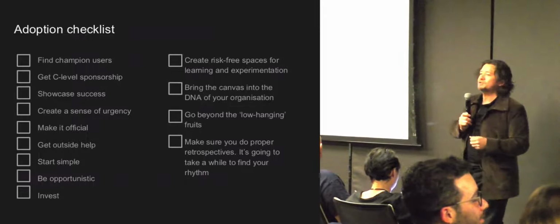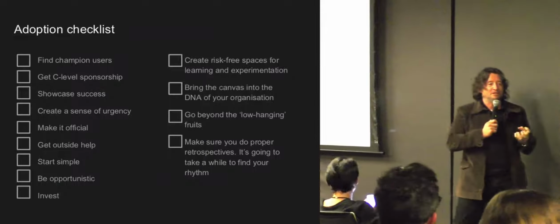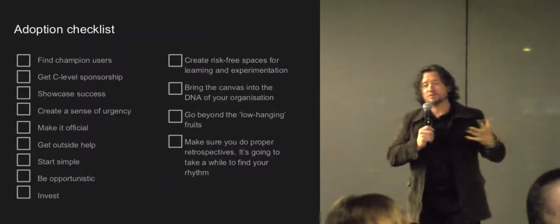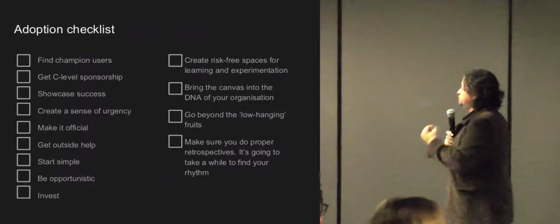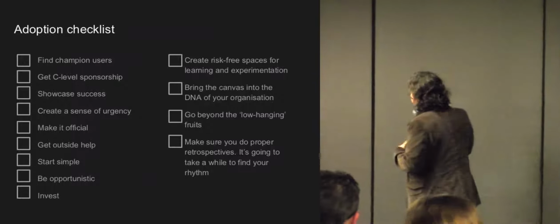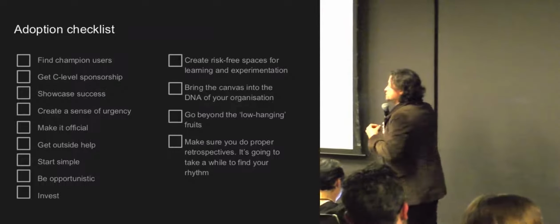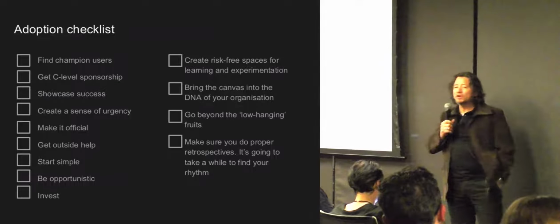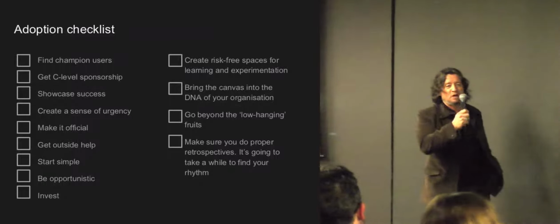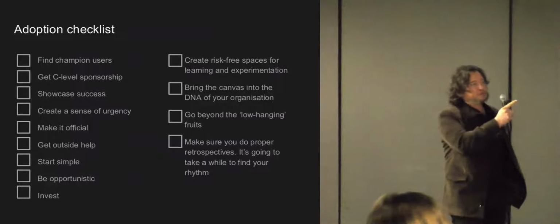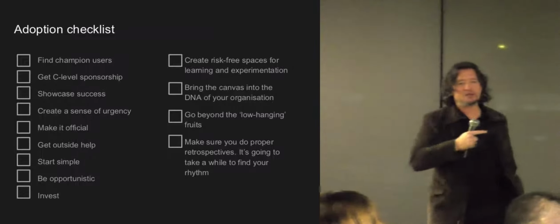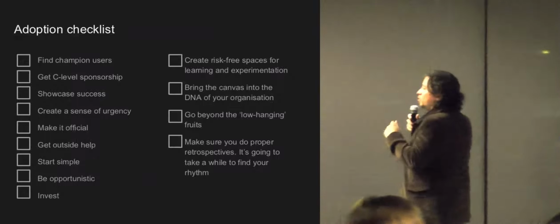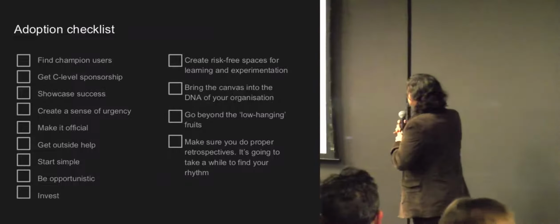Find champion users. As UXers at the ground-based level of trying to adopt and change a culture and infuse that culture into your organisation, group with others. Strength in numbers. Get C-level sponsorship. All you have to do is prove that this works once. We proved to you today, in that very short time frame, that we invalidated an assumption. All you have to do is make that visible.